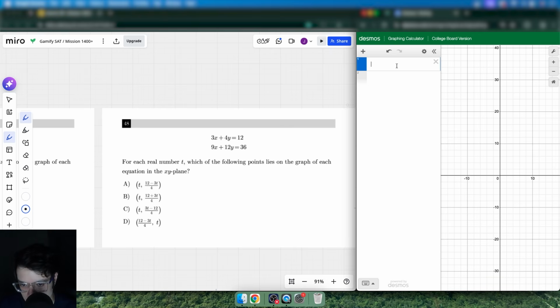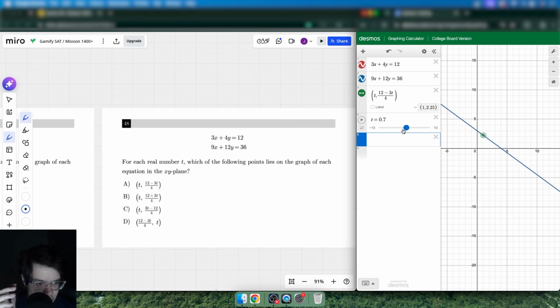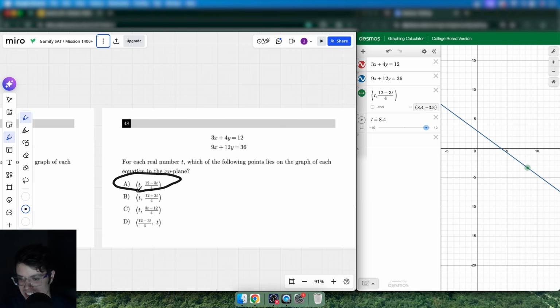Pause the video, go ahead and try this one real quick. We can see this is a lot easier because we just tried the first one, t, 12 minus 3t divided by 4, and it is automatically the one that is on the line. If you really want to make sure, you can try B, C, and D, but you'll notice that they are not on the line, so they're not the right answer.